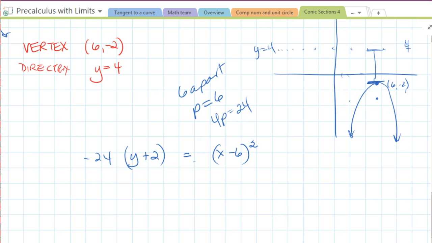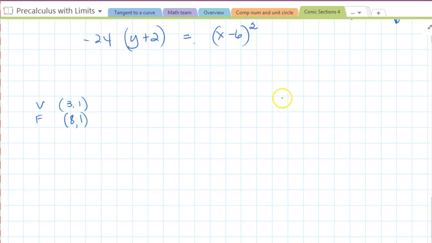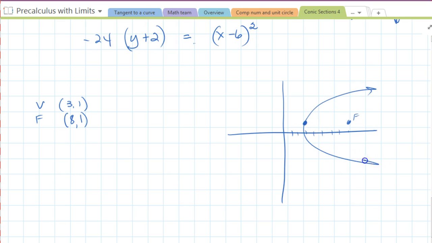Okay, you can tune out now if you'd like, or those of you who want one more, I will do one more. So here's my vertex and my focus. They'll always have one coordinate that's the same. The vertex is at (3, 1) and my focus is at (8, 1). It's 3, 4, 5, 6, 7, 8. So if this is the focus, this parabola must go this way.